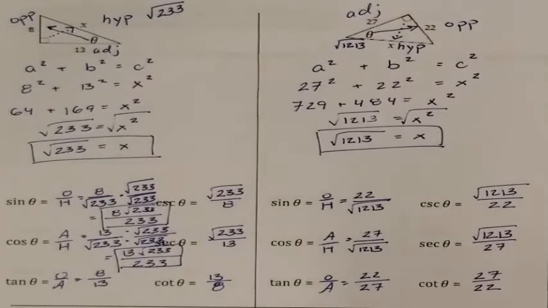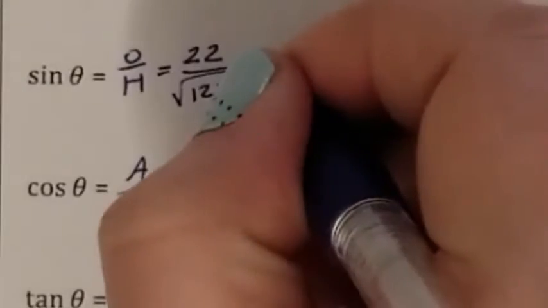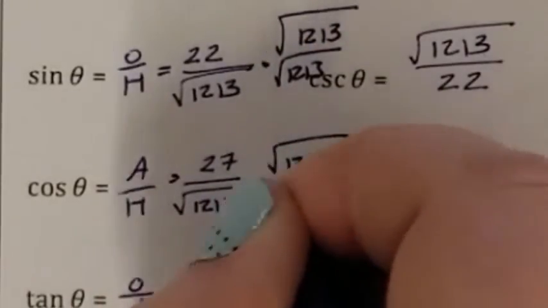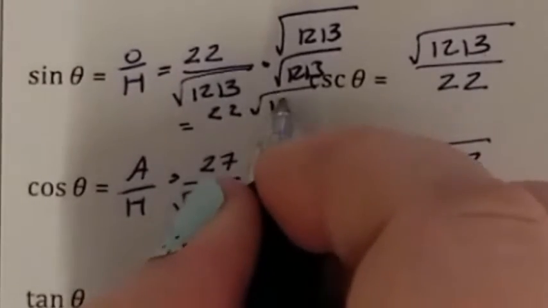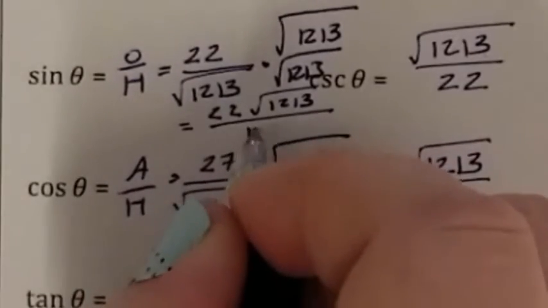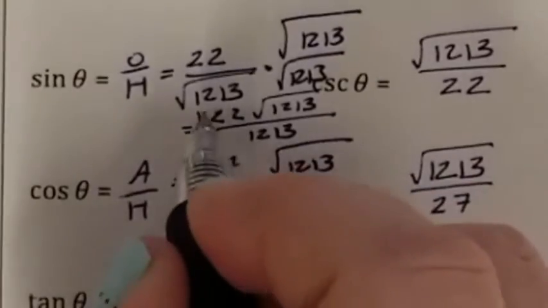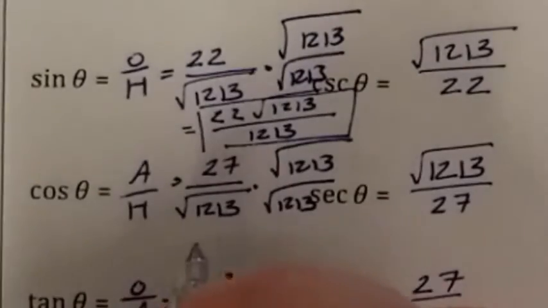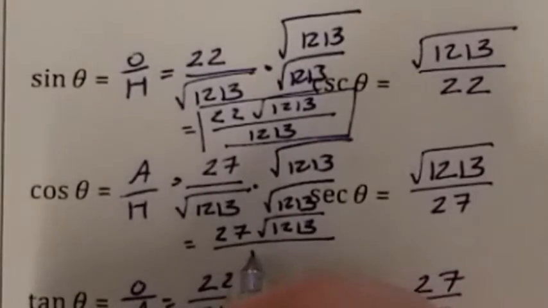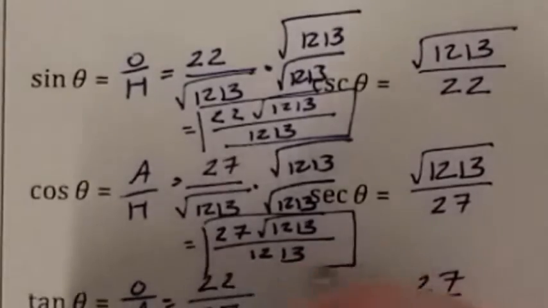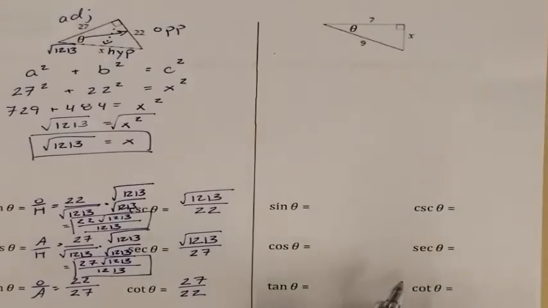Unfortunately, our sine and our cosine are not in simplest form because their denominators need to be rationalized. So we need to multiply both numerator and denominator by the square root of 1213 on both of these problems. So this is 22 times the square root of 1213 all over 1213, and that is your final answer. Cosine is going to be 27 times the square root of 1213 all over 1213, and that is your final answer. Let's go ahead and look at the last one.